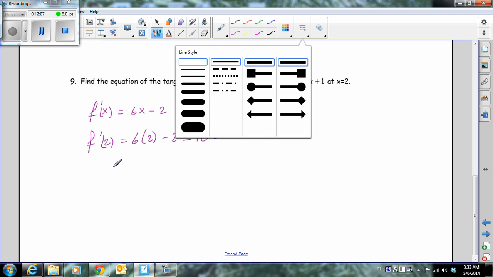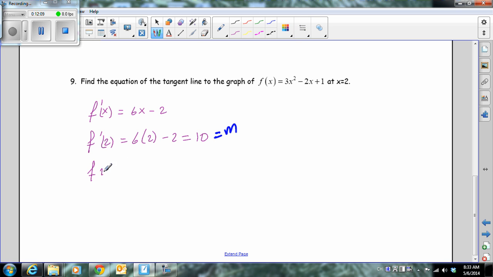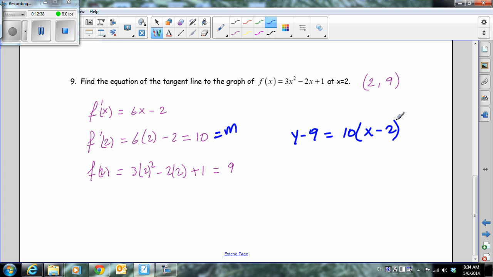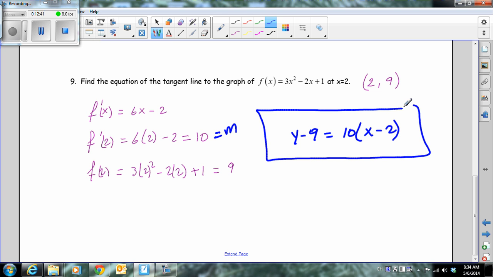From here, I will go ahead and find f of 2, because I need y minus y1. That's f of 2 equals, I plug in 2 into this equation. That'll be 3 times 2 squared minus 2 times 2 plus 1, which is equal to 9. So at x equal 2 is actually the point 2 comma 9. So I can write the equation as y minus 9 is equal to m, which is 10, times x minus 2. Again, you do not have to go any further. This is good enough.